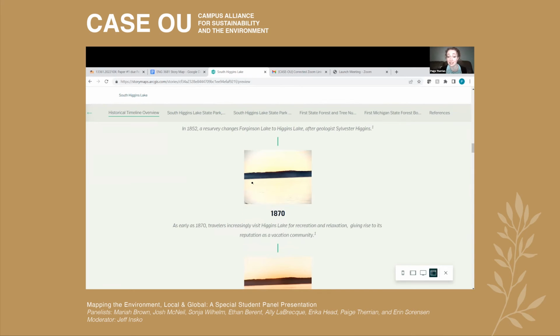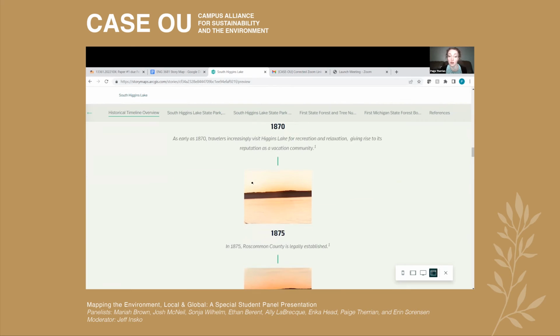And as early as 1870, travelers increasingly began to visit Higgins Lake for recreation and relaxation purposes, giving rise to its reputation as a vacation community. And in 1875, Roscommon County is legally established.